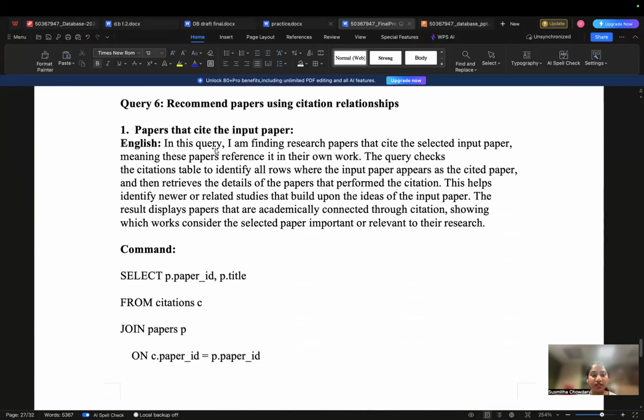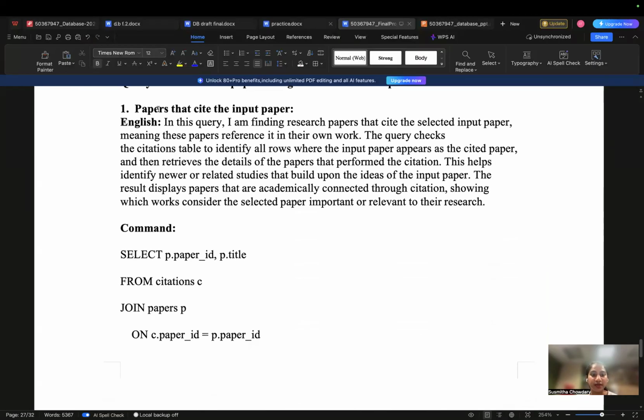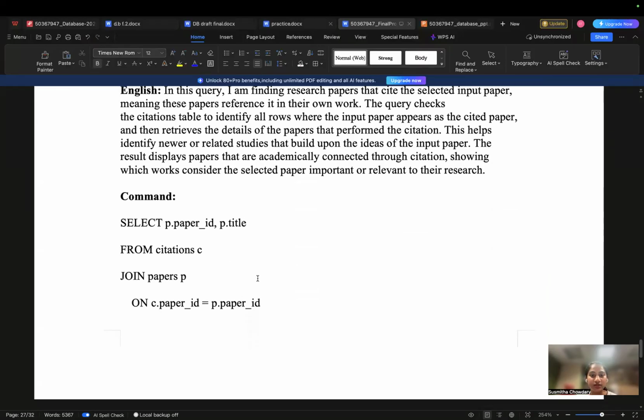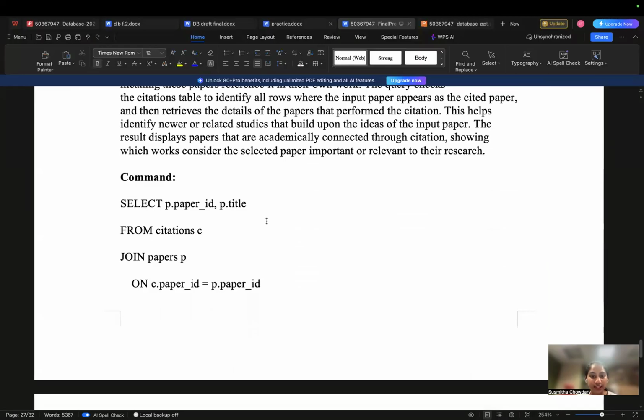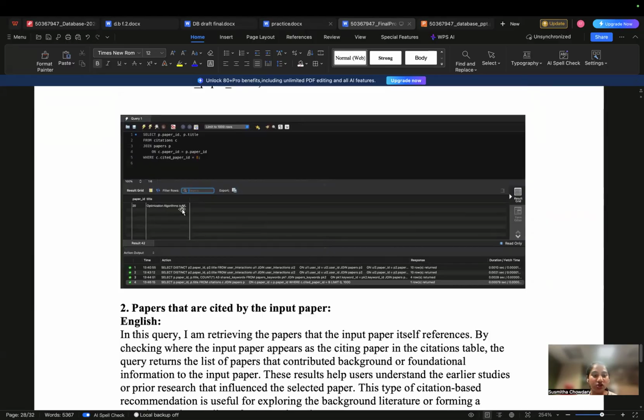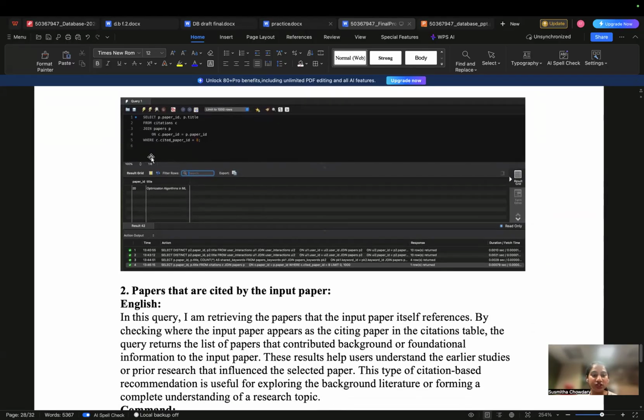And here for query 6, I have recommended papers using citation relationships, papers that cite the input paper. In this query, I'm finding the research papers that cite the selected input paper. This result displays papers that are academically connected through citation, showing which works consider the selected paper important or relevant to their research. And this is the one I've got, optimization algorithms in ML, based on cited paper ID 8.